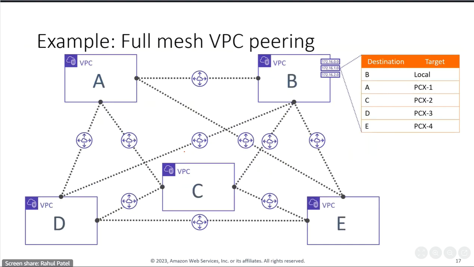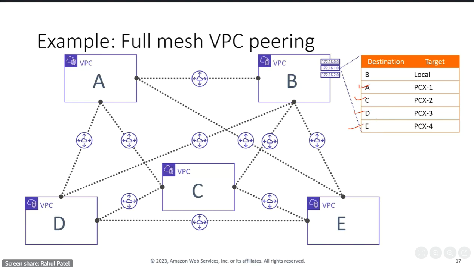Now this is a full mesh VPC peering where we have 5 VPCs and each VPC is connected to the other 4 VPCs. So A is connected to B, C, D, E. They have explicit peering connections. Similarly, B is connected to A, C, D, E. Okay. And we have to make the entry in the route table for each peering connection. So this is the route table for VPC B, where we have made 4 entries, A, C, D, E.